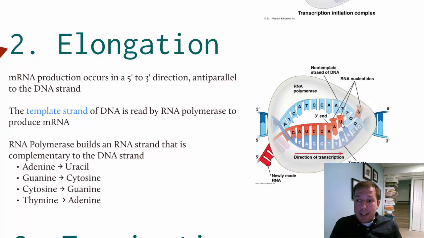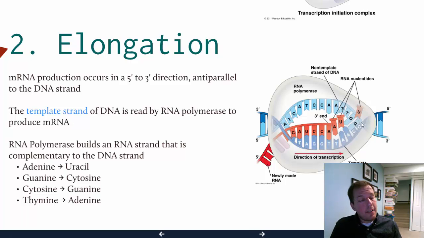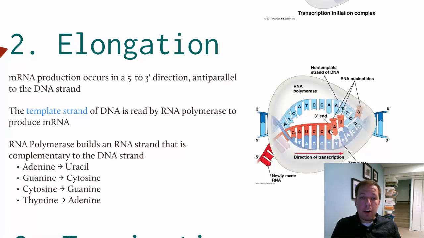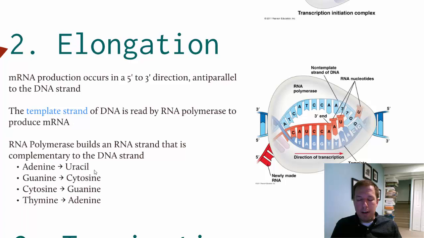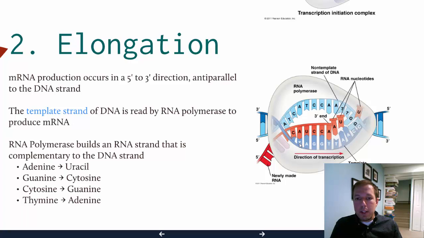RNA polymerase simply moves in that direction, from 5' to 3', as it builds the mRNA, adding on RNA nucleotides that are free-floating in the nucleus in the area surrounding the enzyme, adding them based on the complementary base pairing rules for RNA. This process continues for the entire length of the gene.